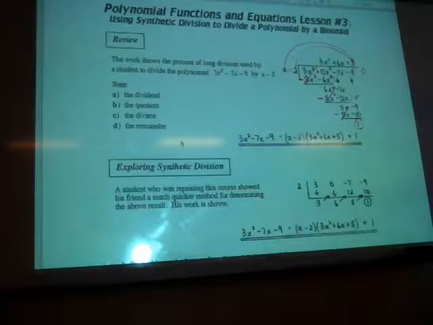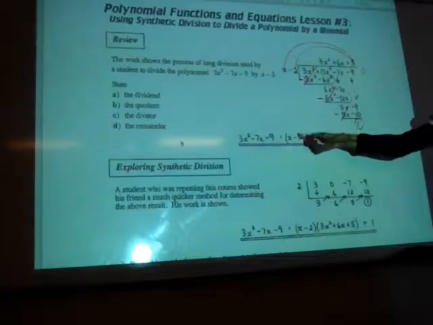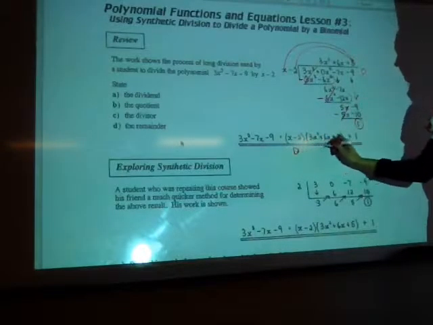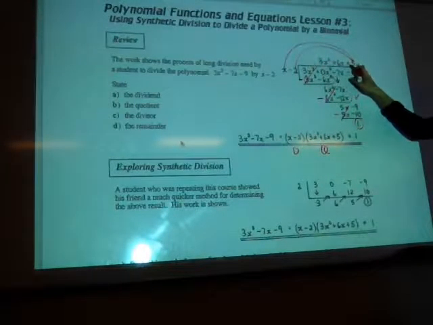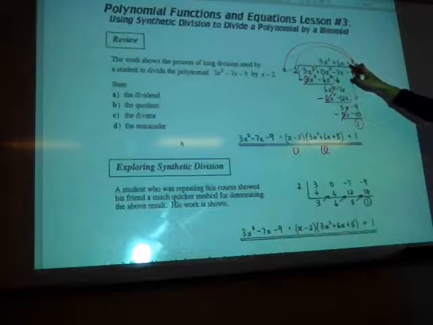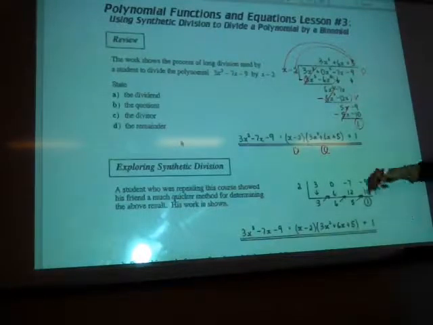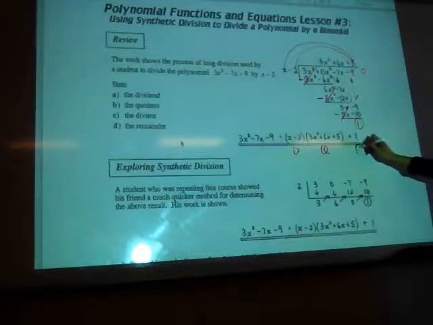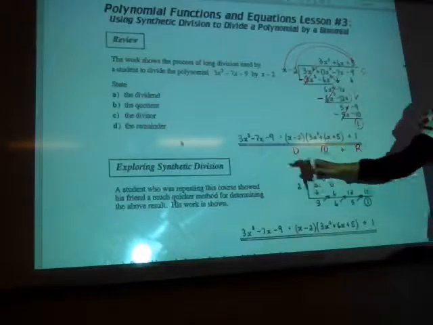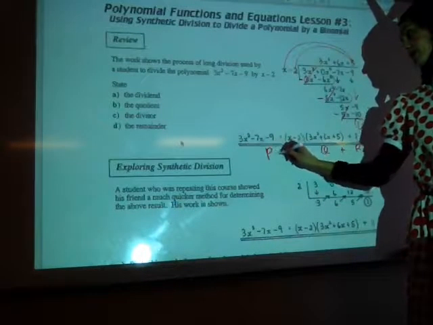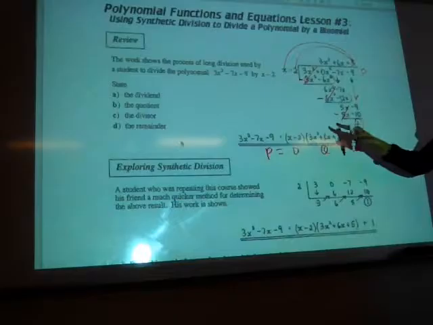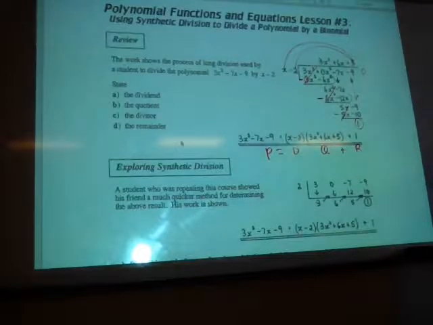So, we should have had a divisor of x minus 2, a quotient, what's on the top here, 3x squared plus 6x plus 5, and our remainder on the bottom. The original polynomial was given. So polynomial equals divisor times quotient plus our remainder.